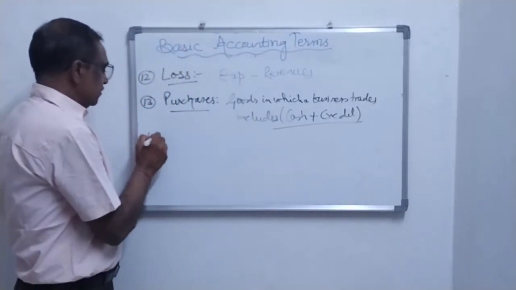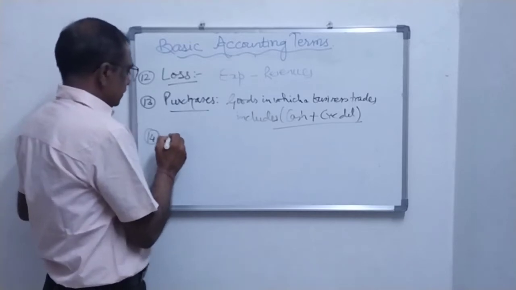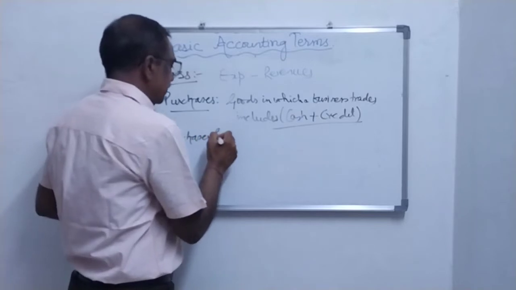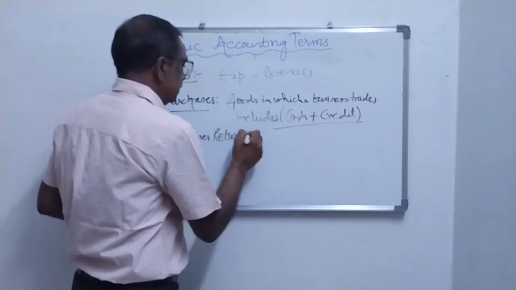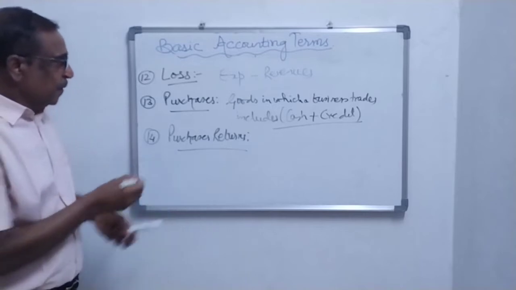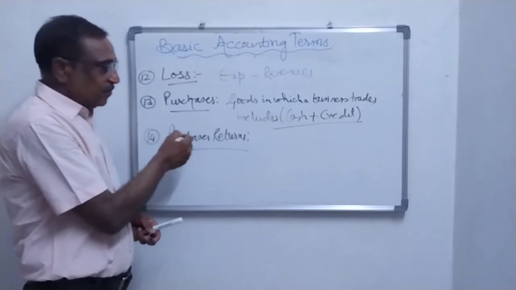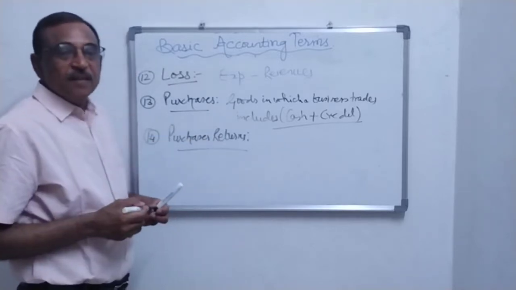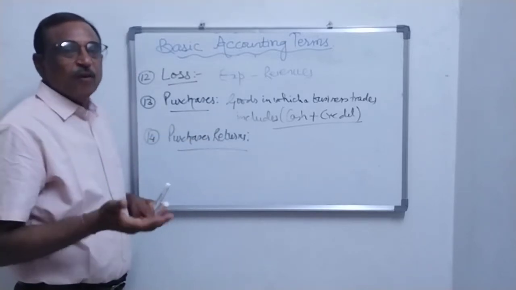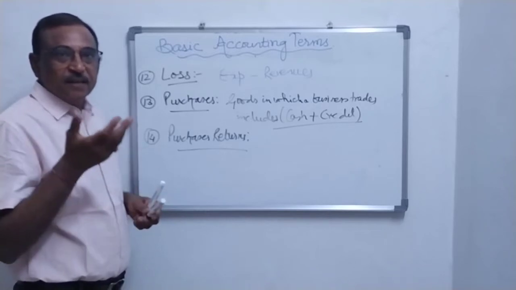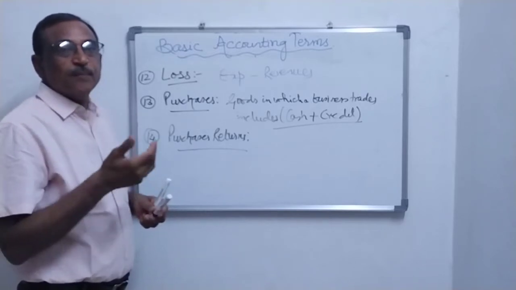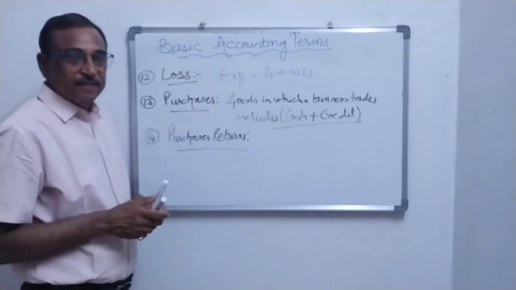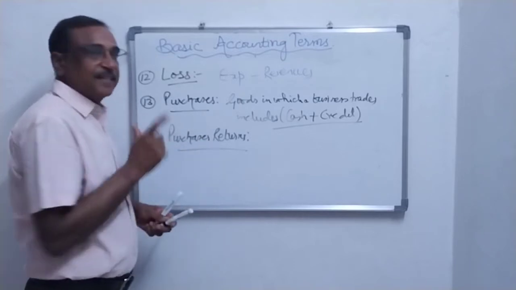Now next is 14, purchase returns. As the name suggests, the purchases which have been returned will be termed as purchase returns. Due to any reason, there may be a fault in the goods, or the goods may not be up to the mark, so you will return those goods to the seller. For you, it will be purchase returns. Clear?